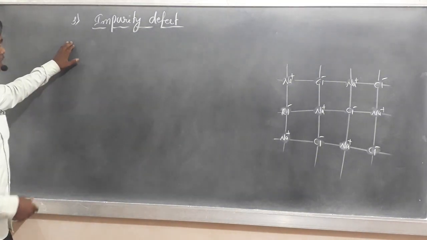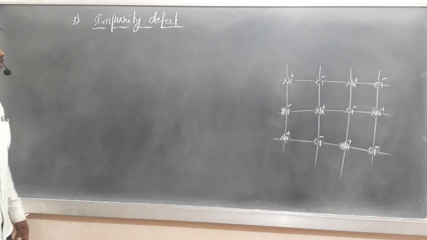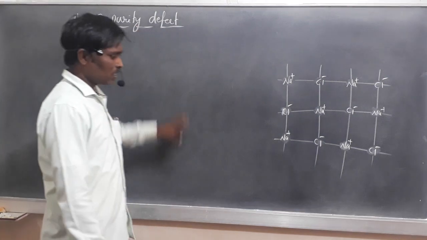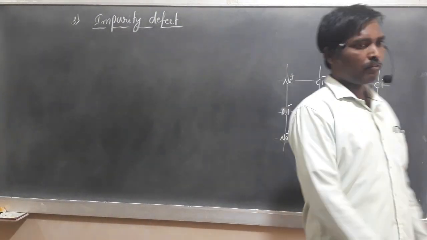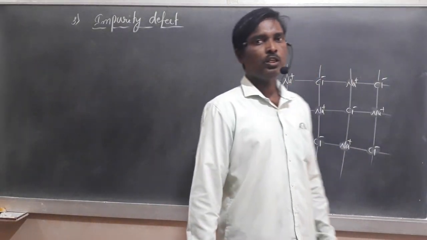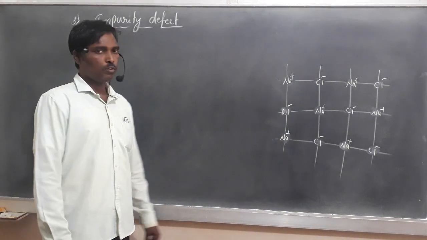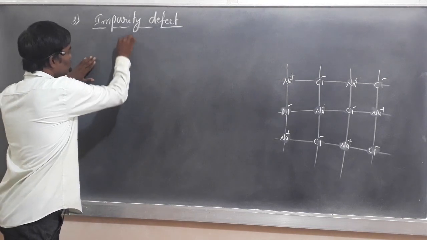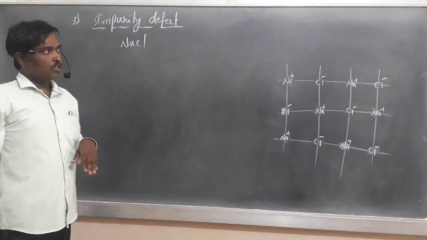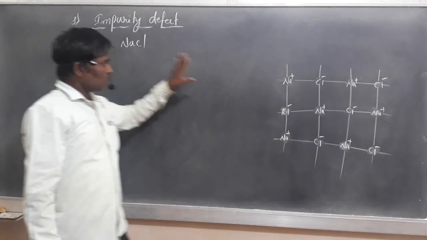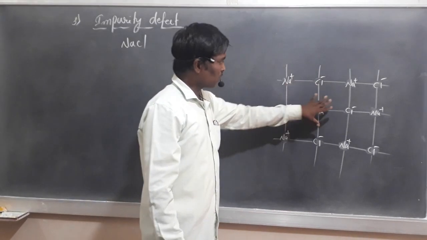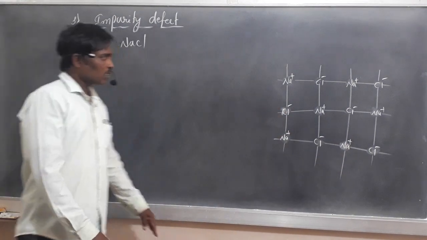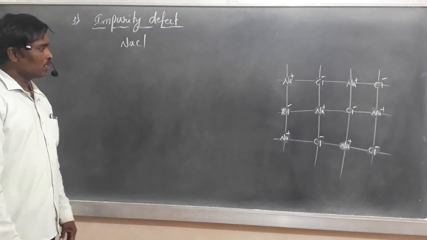The third type of defects found in solids is impurity defects. As the word itself says, these defects arise in the solid due to the presence of impurities. For example, during the formation of a sodium chloride crystal. This is the arrangement we are expecting: sodium chloride, one crystalline compound.